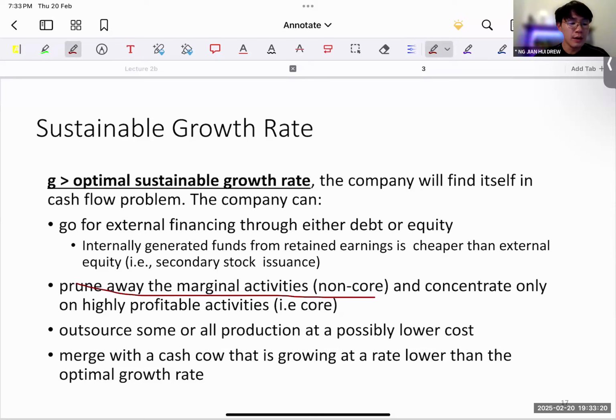Or, in order to continuously meet your growth, you need to go to external financing. And why is this the case? It is because the company is not able to grow with its own funds, which is the meaning of sustainable growth rate. Therefore, you have to use external financing to meet your growth, which is beyond or more than your sustainable growth rate.